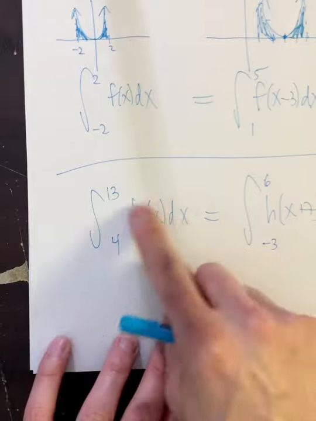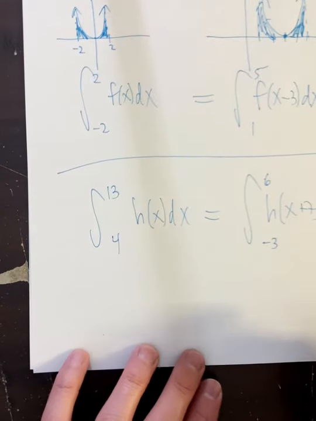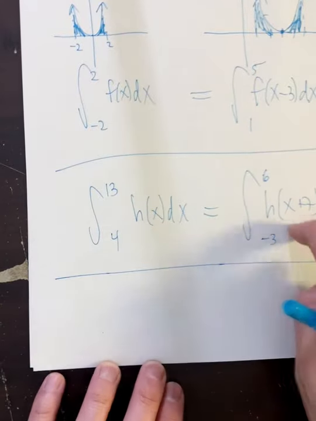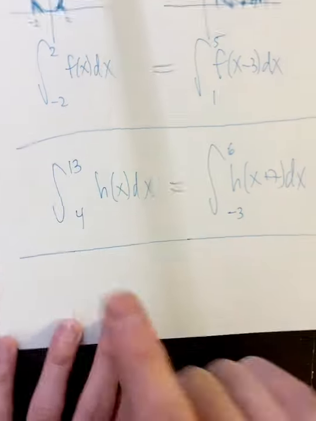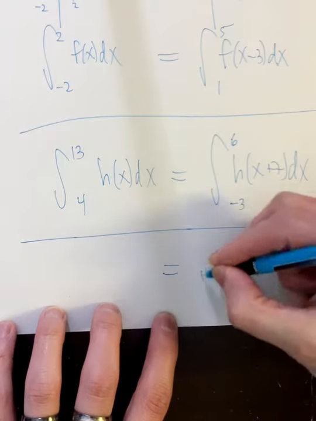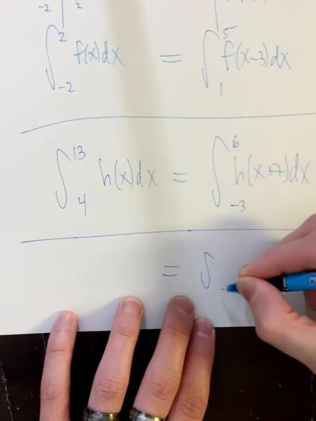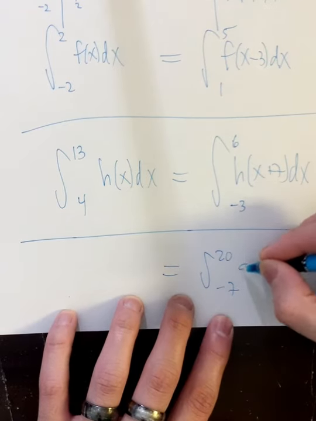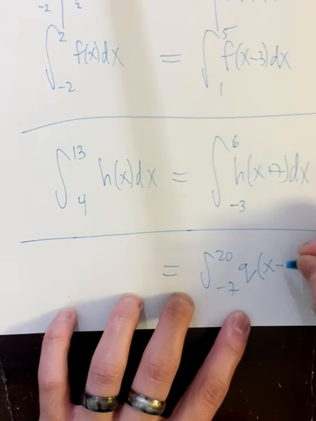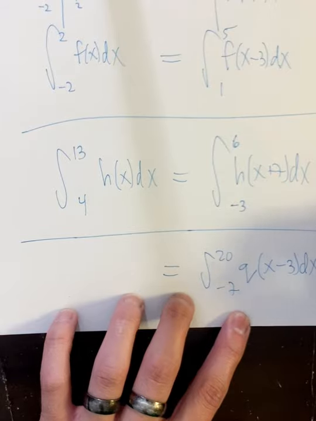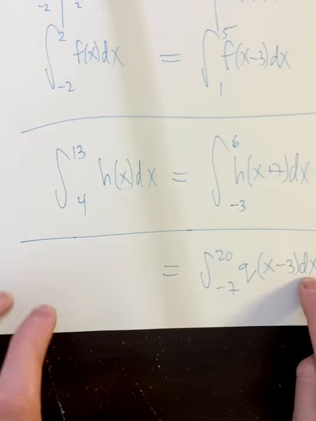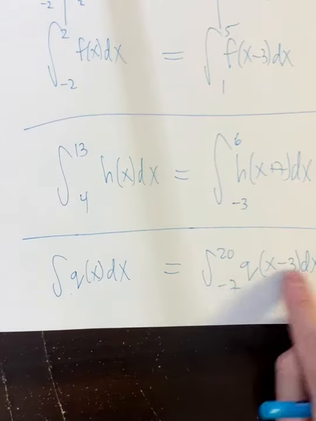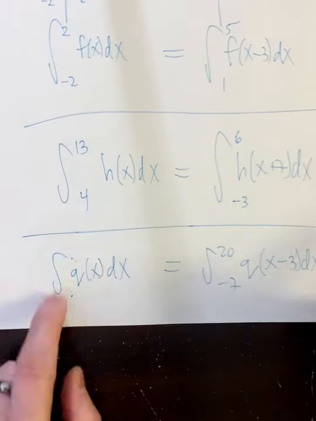The area under this curve from here to here is the same as the area under this curve from there to there. What if you had to go not from here to there, but from here to here? That's the trickier part. So let's say I have a function. Let's say I have from -7 to 20 of q of, let's say, x minus 3 dx. So this is the one that's been moved. I want to know what the original would look like. This is the one that's given, and here you want to find the limits of integration.